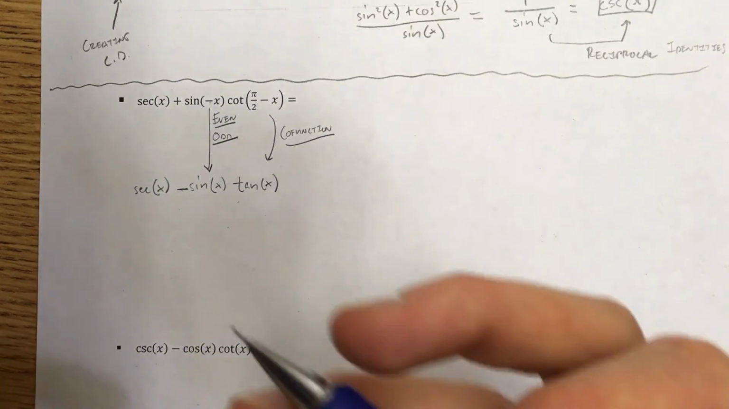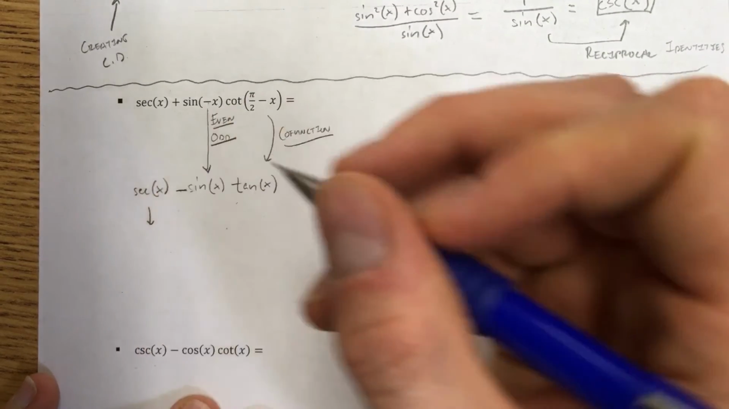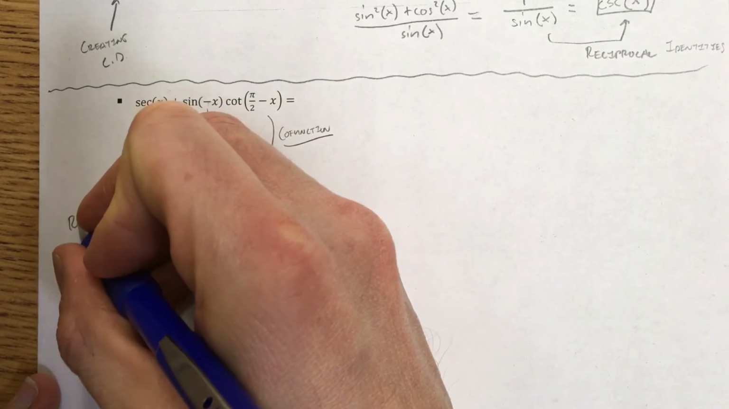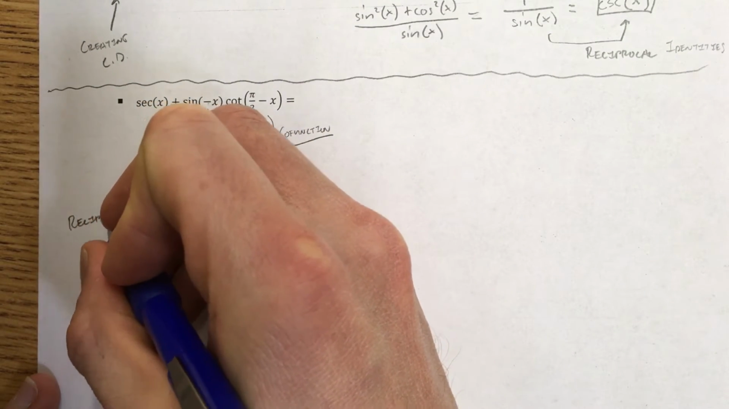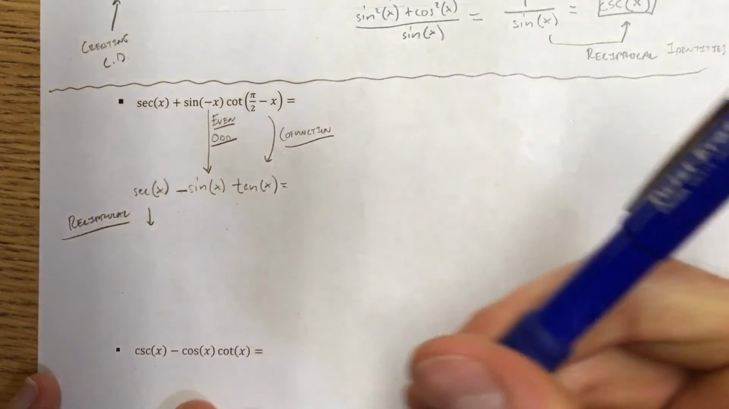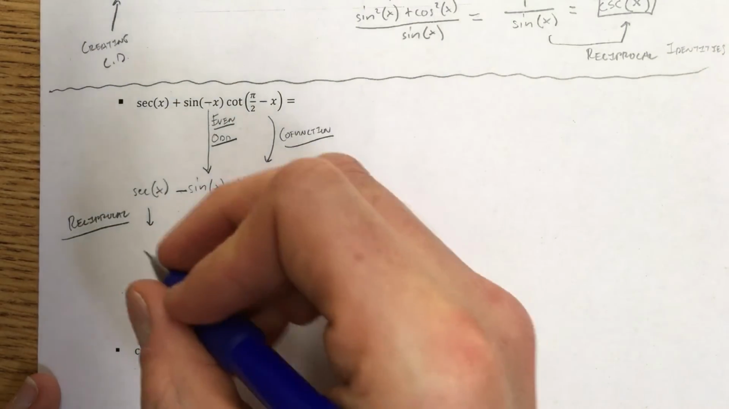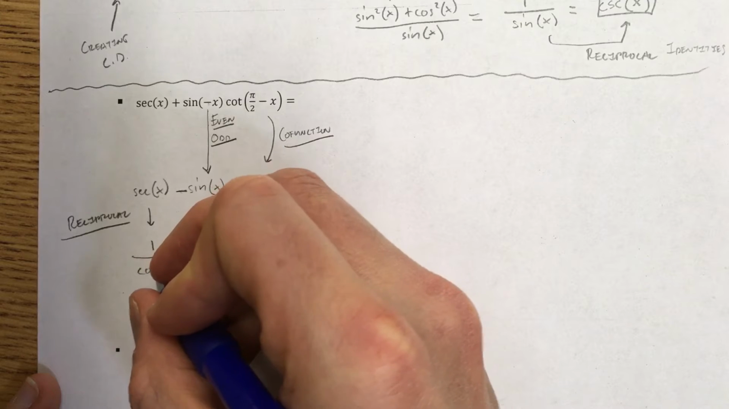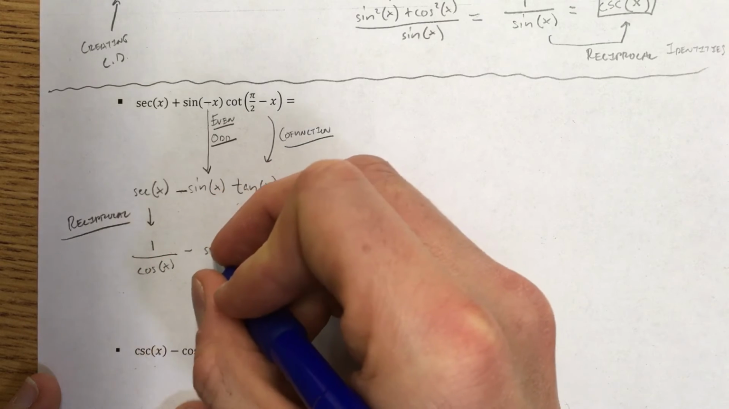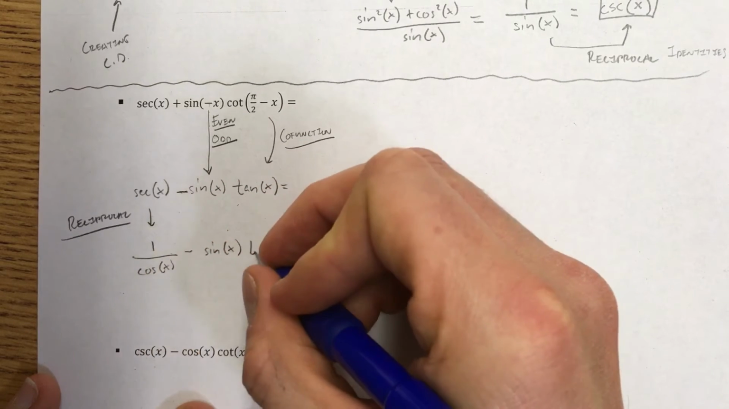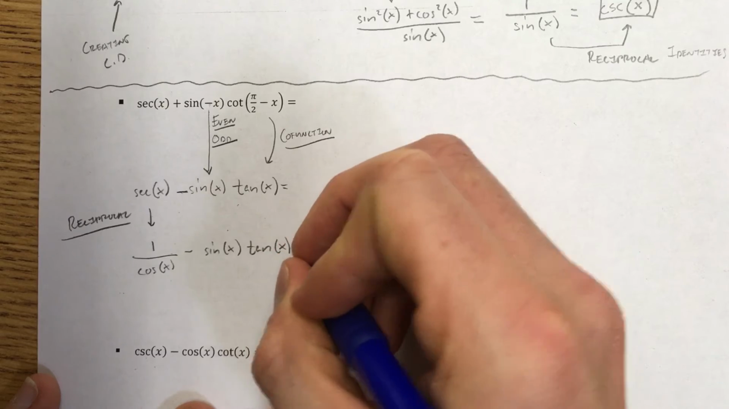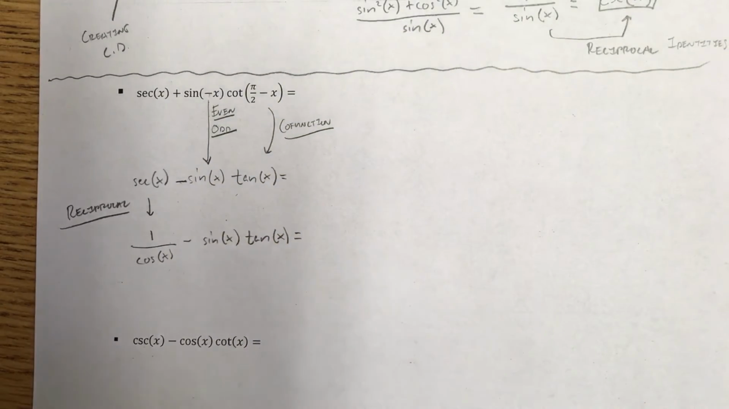Now, what can we change? Maybe change secant. We know, using the reciprocal identities here, that we can change secant into its reciprocal, 1 over cosine x. I'm just going to do it piece by piece, kind of let you go through what I'm thinking.